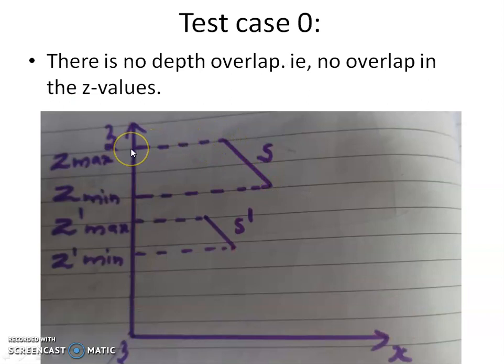This is Z max and this is Z min, and we are representing this one as Z dash min and Z dash max. Here there is no overlap. You can see this. Suppose if Z min is here, that is Z min is less than Z dash max, there may be overlapping. There will be overlapping. Here no overlap in the Z direction, so test case 0 passes.